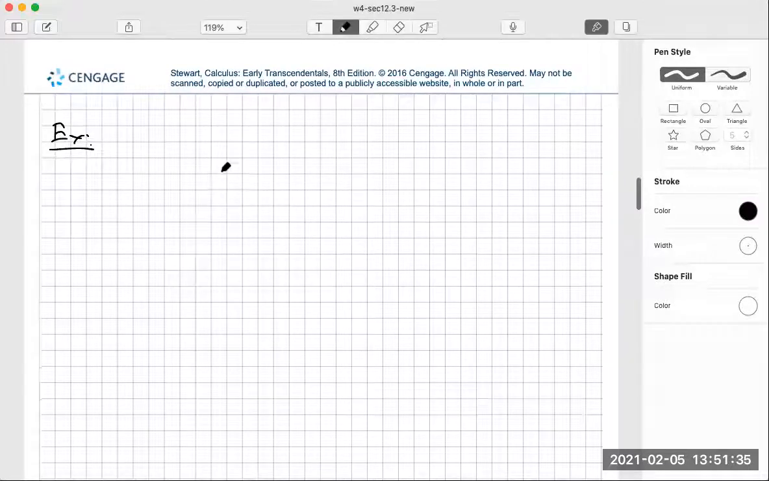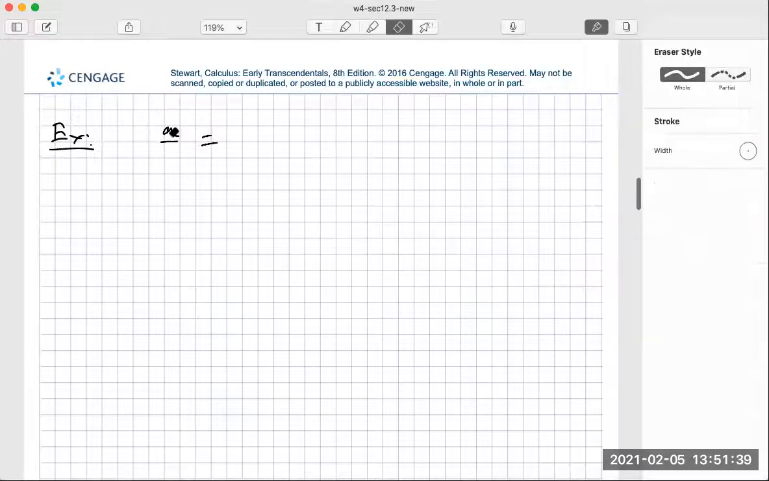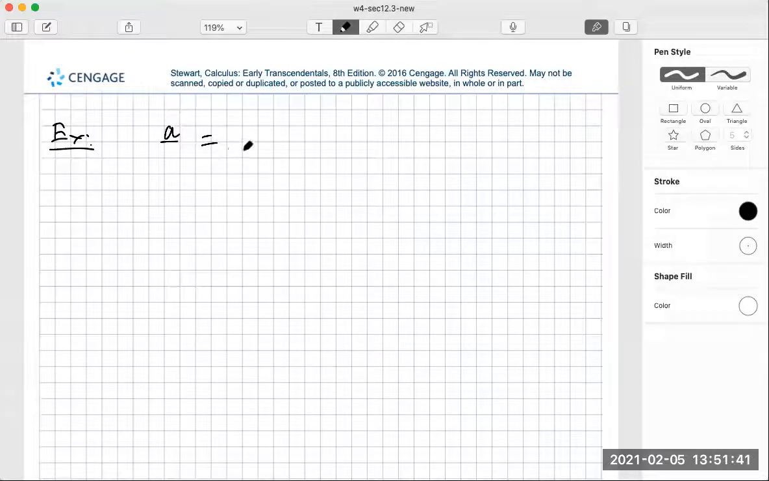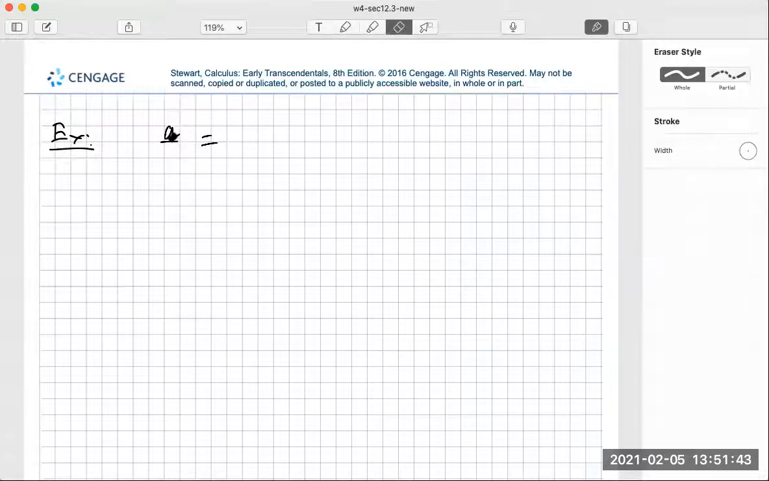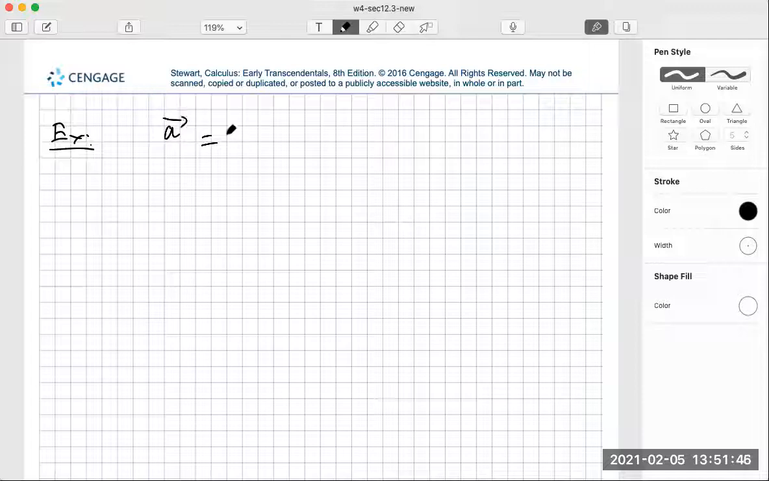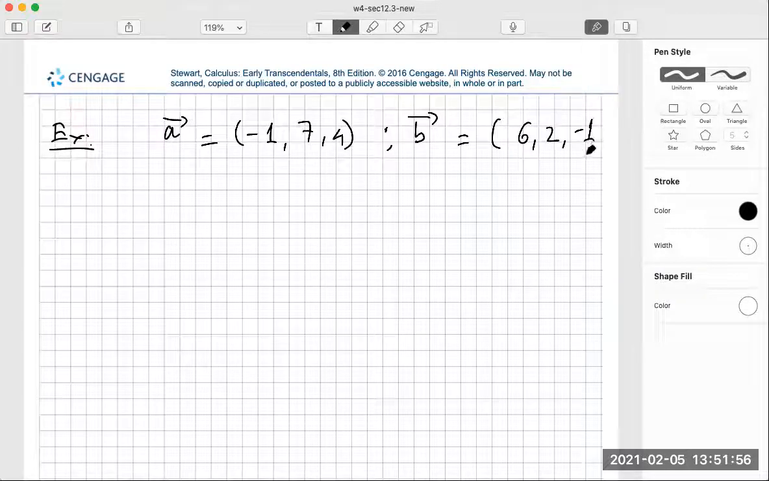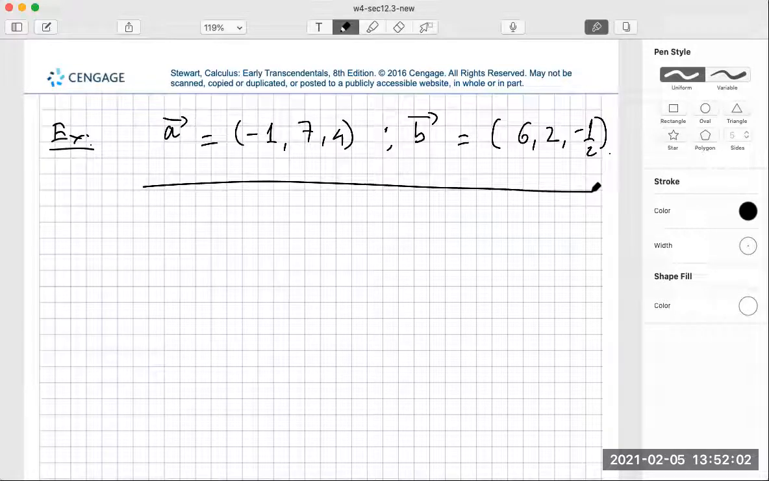Suppose we are given the vector A. Let us write it this way: it will be -1, 7, and 4. Vector B is 6, 2, -1/2, right? Then what is the dot product of A and B?